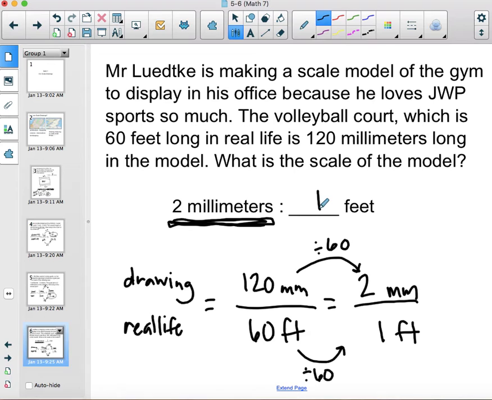Okay, so you're going to be seeing a lot of different examples like this in your IXL today, figuring out the scales of the different drawings and models and things like that. Next class, when I will be back, we will be making our own scale models. So, you are off to work on this. Good luck.